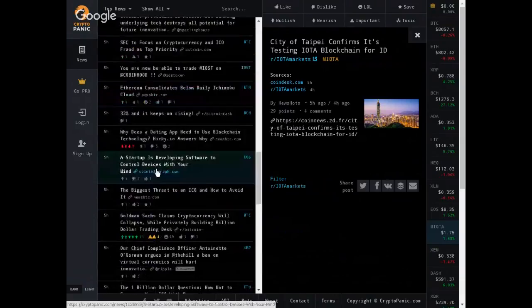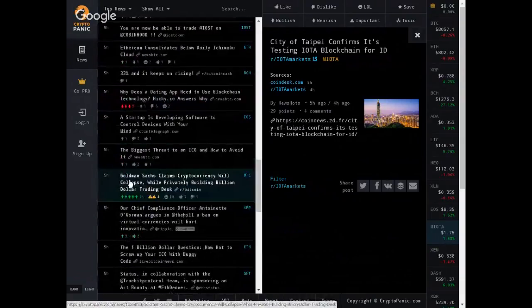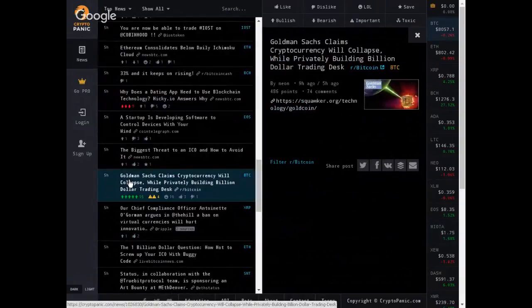Not too much going on here on this side. Oh, here's ones from Goldman Sachs. Gotta love this one. Goldman Sachs claims cryptocurrency will collapse while privately building billion-dollar trading desk. Okay, interesting.